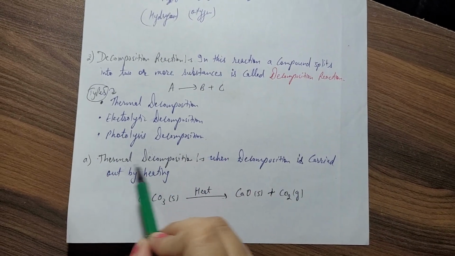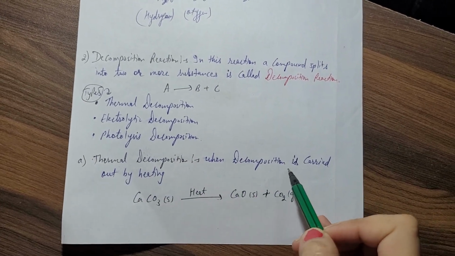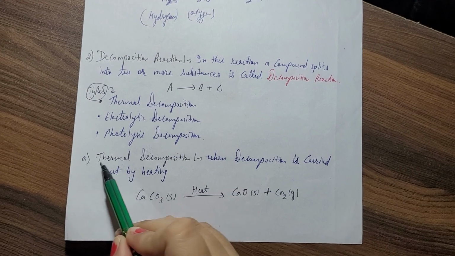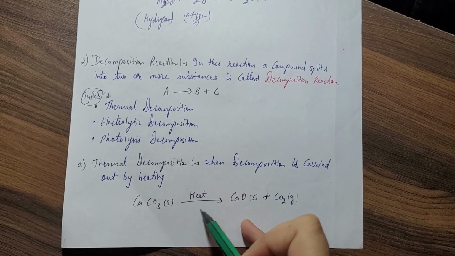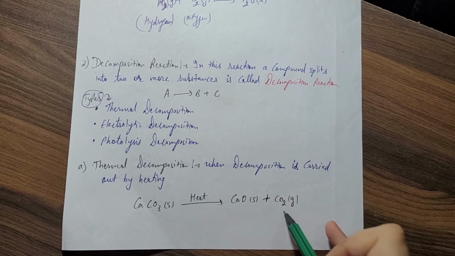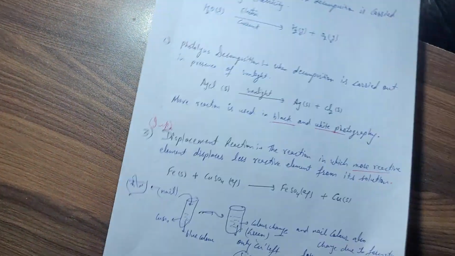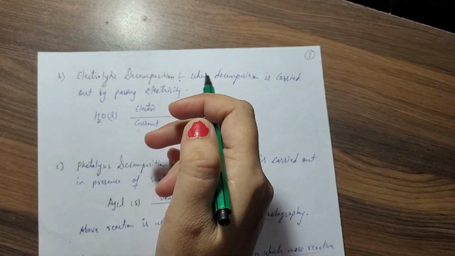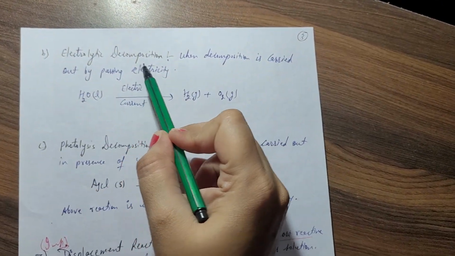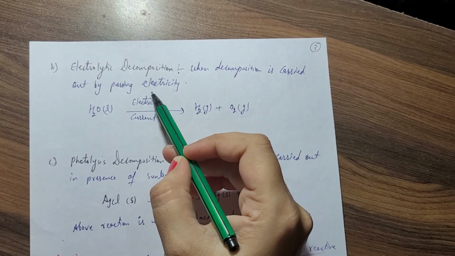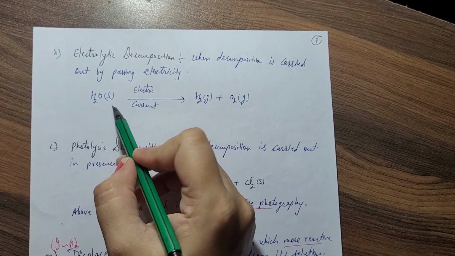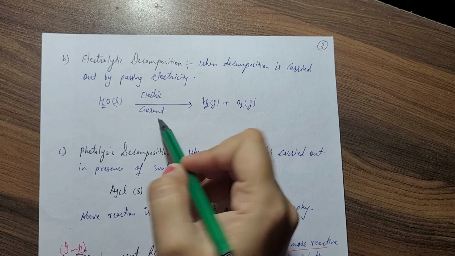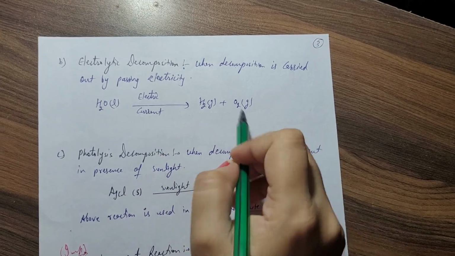The first one is thermal decomposition. When decomposition is carried out by heating, thermal means heating. For example, calcium carbonate is heated, gives calcium oxide plus CO2. Electrolytic decomposition: when decomposition is carried out by passing electricity. For example, water in liquid state, electric current is passed, gives H2 gas and O2 gas.